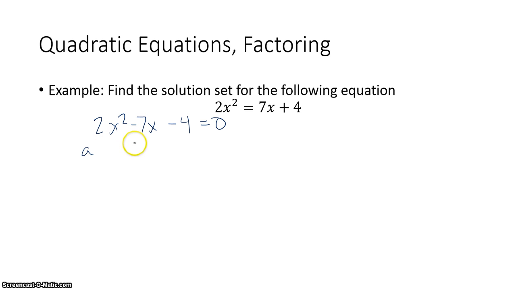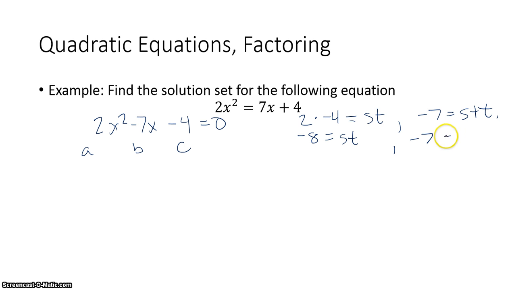We know that A is 2, B is minus 7, C is minus 4. We remember that we want A times C, 2 times minus 4, to equal ST, and we want minus 7 to equal S plus T. That is to say, we're looking for two numbers, S and T, who when multiplied together, we get minus 8, and when we add them together, we get minus 7. Hopefully pretty quickly you recognize that S equals minus 8, T equals 1 will work for us.